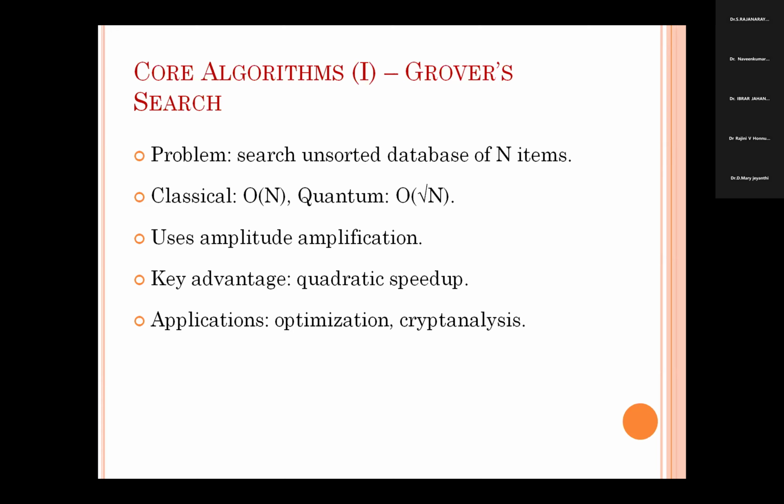The key advantage is the quadratic speedup. I already told you about this. The quantum search is concise to the quadratic speedup. That's an important thing. Then applications: optimization as well as cryptanalysis. Here, high-complexity problems can be solved through optimization as well as cryptanalysis, giving the right solutions to the problems.